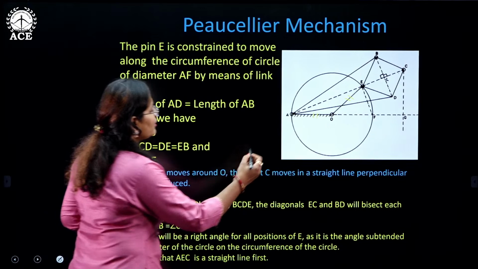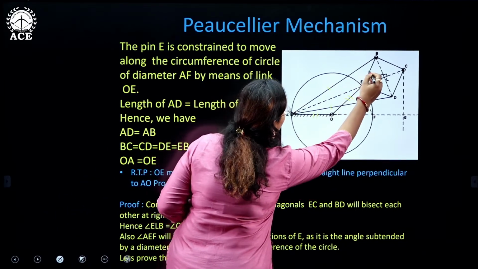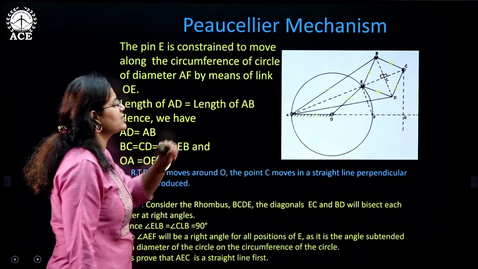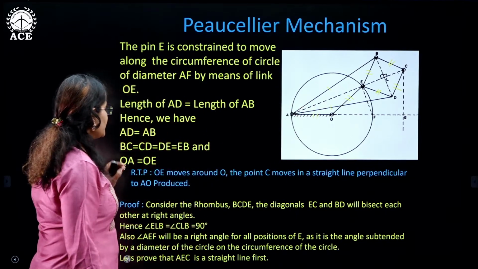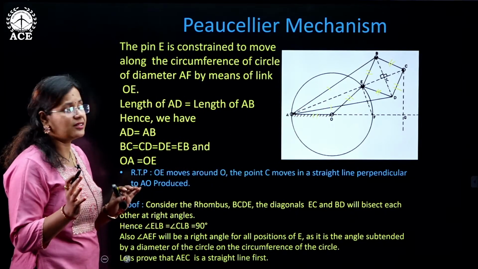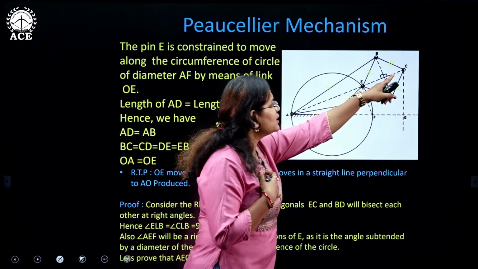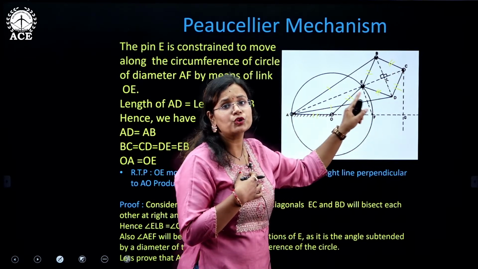So here, can I mark this again? AD is equal to AB, then this equal to this, equal to this, equal to this. All the four sides are the same over here, and the lengths of these two links are equal. Then what are we actually analyzing over here? I'm saying just by statement that the point C is tracing a straight line. So let us see how far it is true.